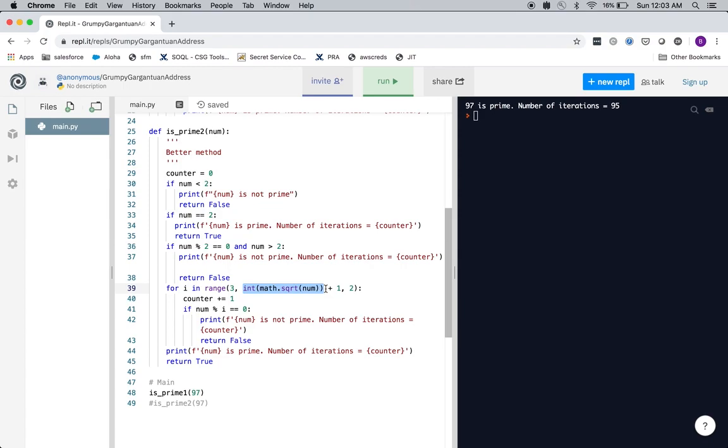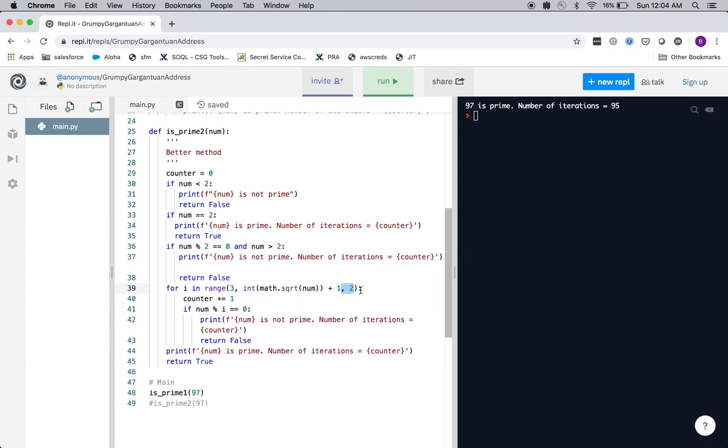So the square of 8 is 64, 9 is 81, 10 is 100, right? So we take the square root of 97, which is 9 point something, and then we're casting it as an integer, right? The square root of 97 is 9 point something. So when you cast it as an integer, all the decimals go away. So that's 9 plus 1. So we're only going to have 3 to 10 in this range, and we have this other comma 2 in the range.